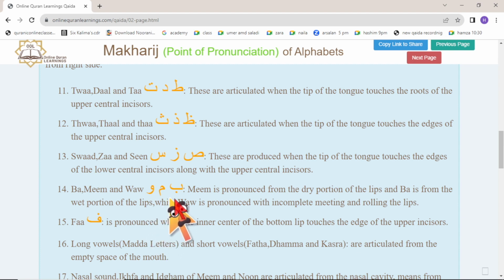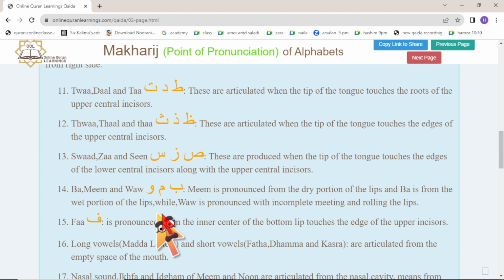So first we'll read the letter meem. Whenever we pronounce the meem, it will be pronounced from the dry portion of the lips, like this. Meem. Repeat after me. Meem. And the letter ba is pronounced from the wet portion of the lips, a little bit closer to the inside of our mouth, like ba. Repeat after me. Ba.